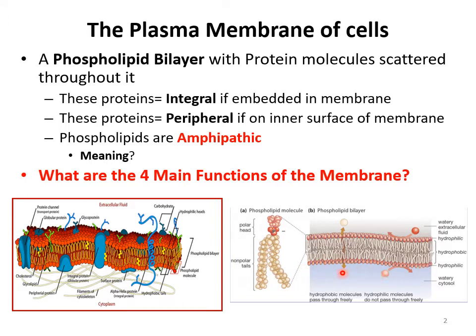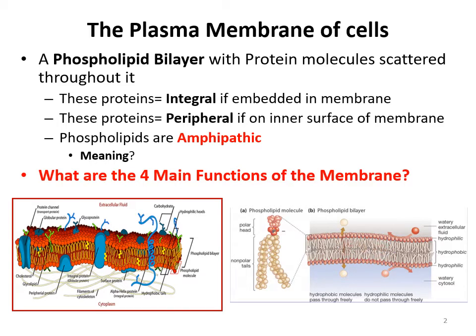Okay, so if you picture this as the watery cell in the blue, the gray watery outside fluid, and it forms this double layer to make sure that the phosphates are near the water and all of the hydrophobic nonpolar tails are hidden in the membrane itself.